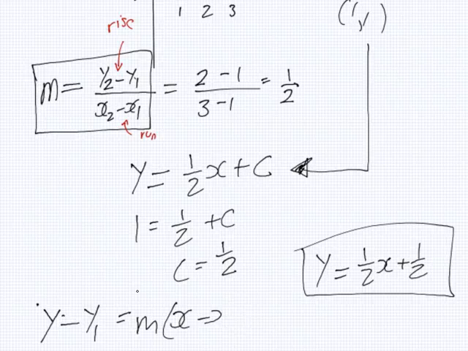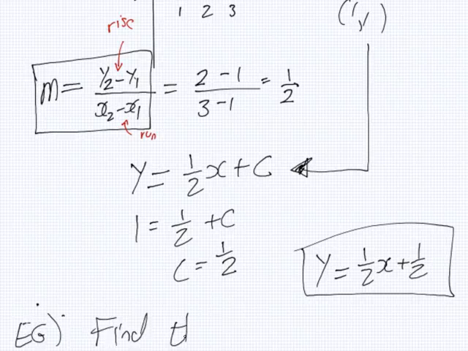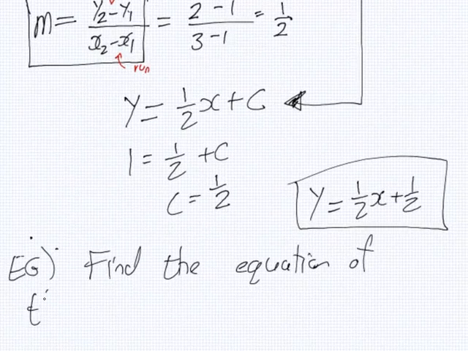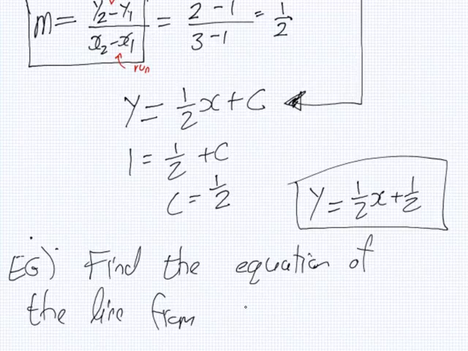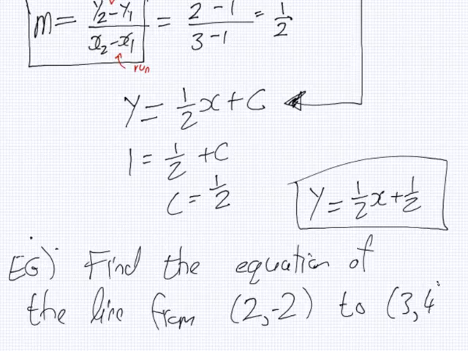Alright, so let me give you one to try. Find the equation of the line from, let's say, 2, minus 2 to 3, 4.